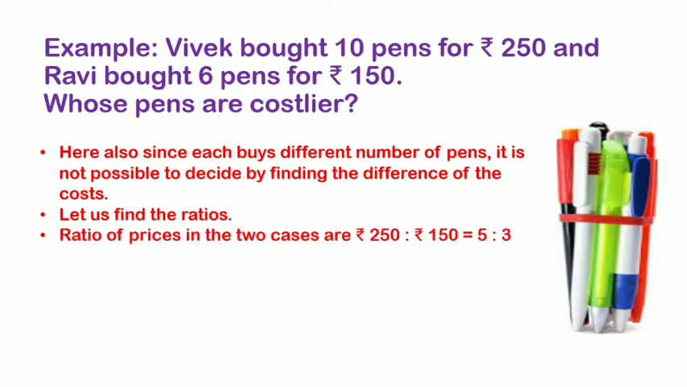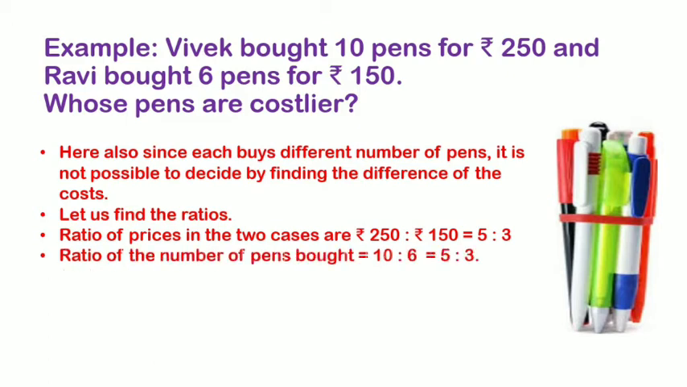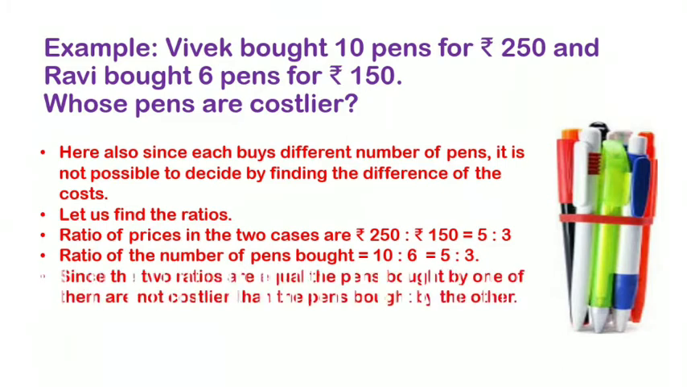Ratio of prices in the two cases is rupees 250 is to rupees 150, which equals 5 is to 3, because the simplest form of 250 is to 150 is 5 is to 3. Ratio of the number of pens bought equals 10 is to 6, which is also equal to 5 is to 3. Since the two ratios are equal, the pens bought by one of them are not costlier than the pens bought by the other.